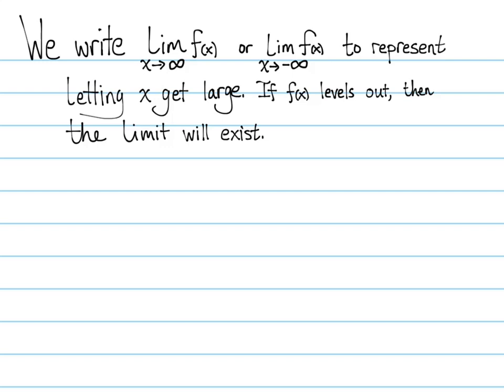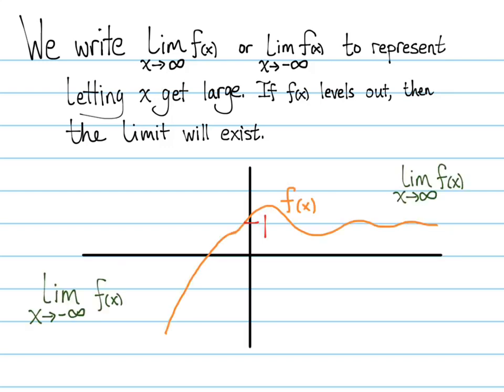If f of x levels out, then we say the limit exists. If the graph never settles into a nice pattern that gets flatter and flatter as we go out, then the limit won't exist. Here's a picture of a graph. The graph does something different on the right than it does on the left. On the left-hand side, as x approaches negative infinity, it keeps getting more and more negative. So we say the limit of f of x as x approaches negative infinity is equal to negative infinity, because as we walk to the left, it gets more and more negative without any bound.